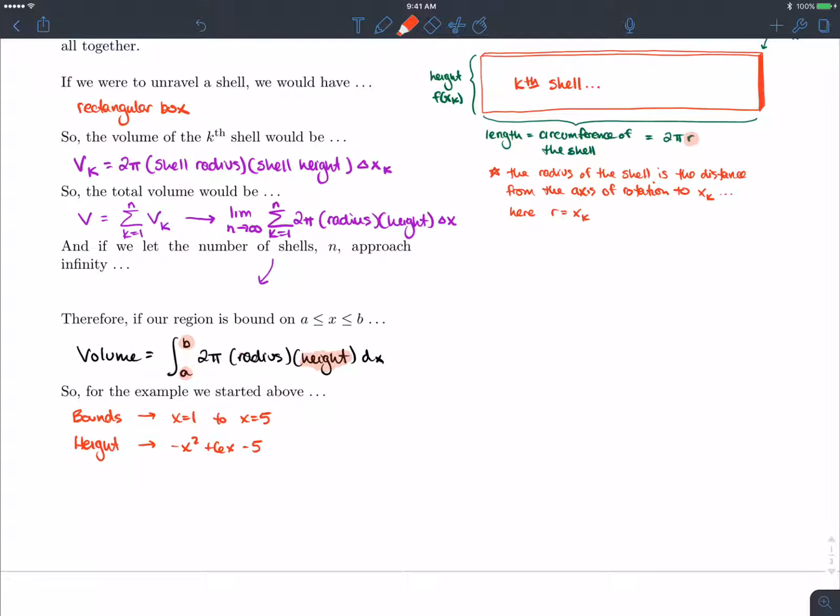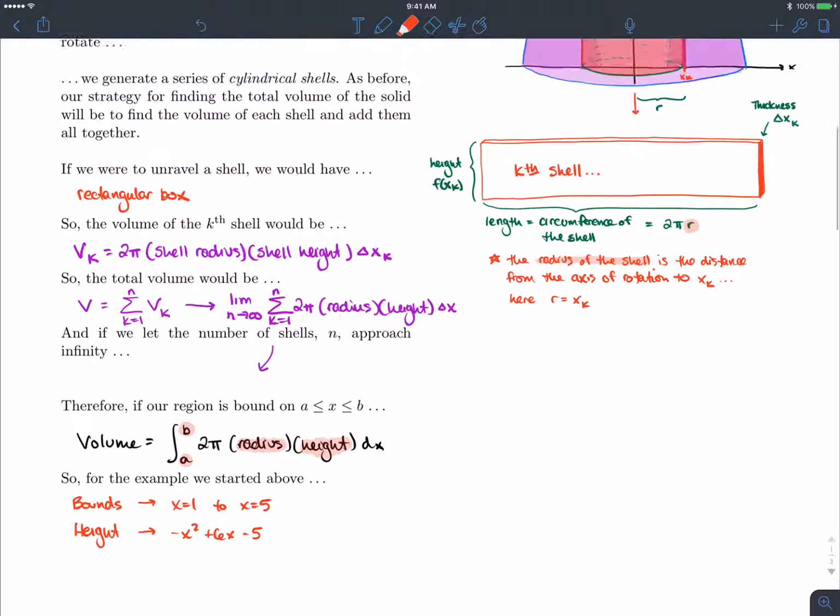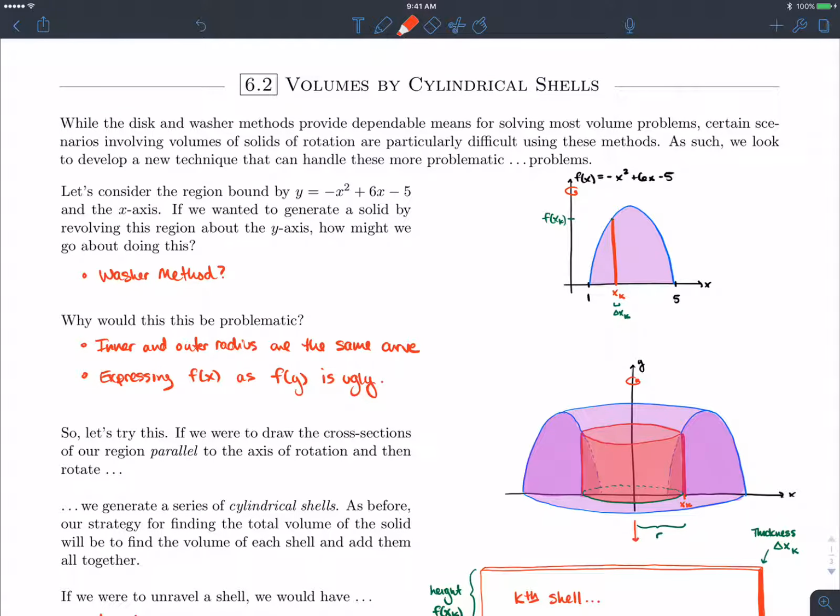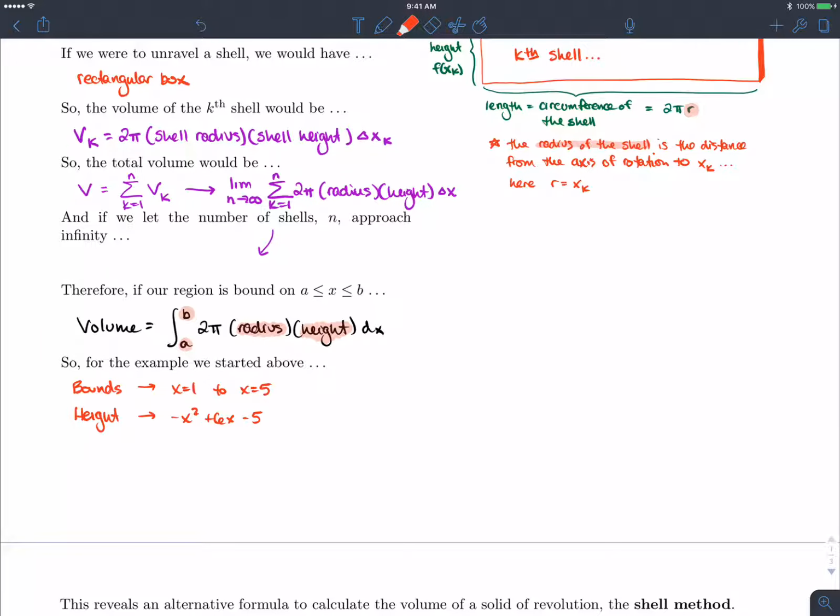And then lastly, we need to identify the radius. And again, the radius is sometimes one of the trickier things in these problems. In this case, if we think about the radius just being the distance from the axis of rotation to a random cross section on this area, that distance right there is just x. So that makes it nice. Here we would just say that our radius is just going to be x.